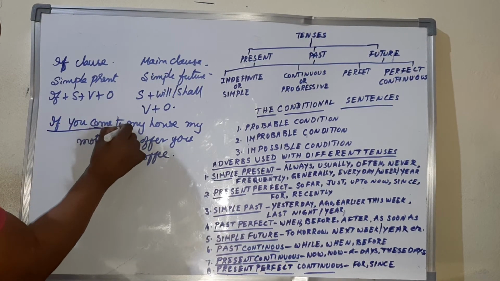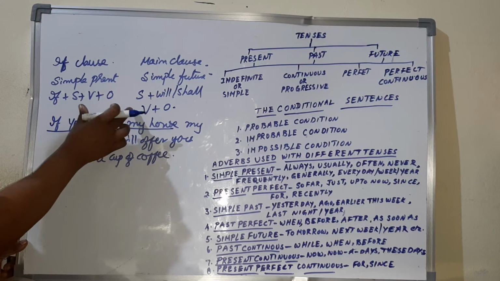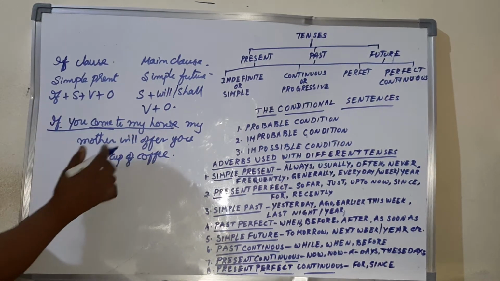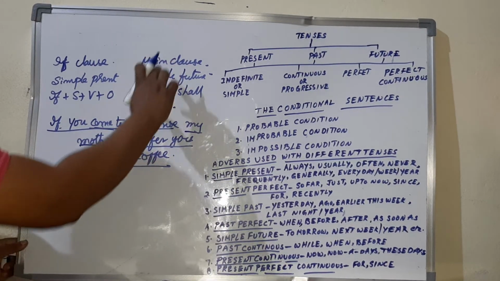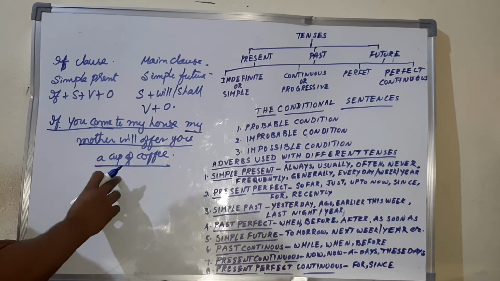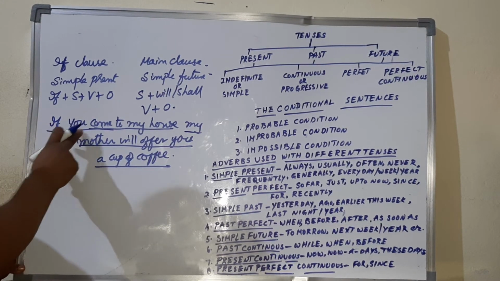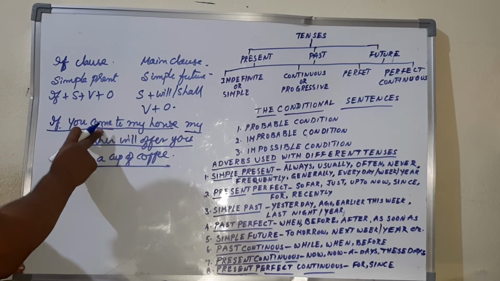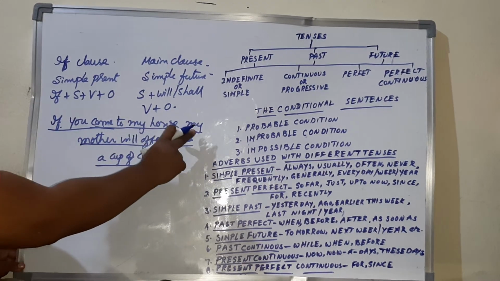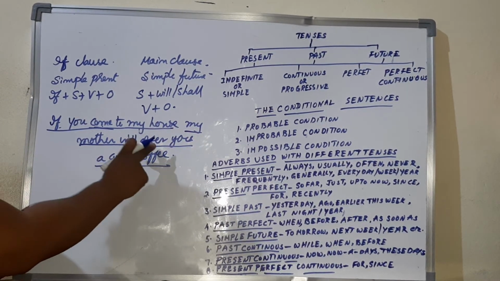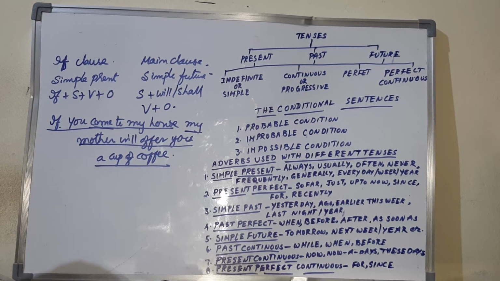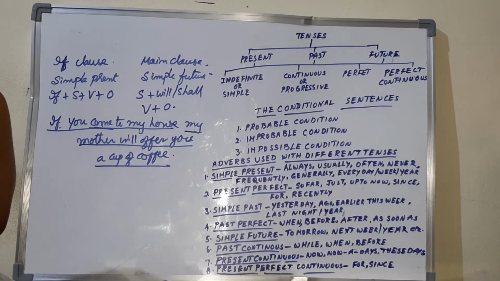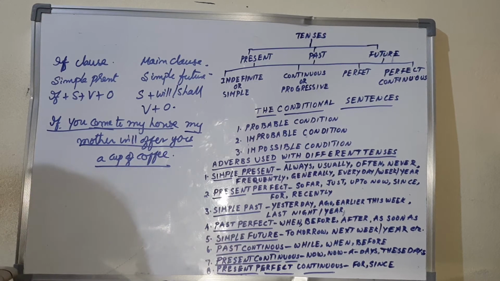If you come to my house, this is called the if clause part. My mother will offer you a cup of coffee, this is the main clause part. See here: if, subject, verb and object; then subject, will, verb and object. This is called the probable condition.